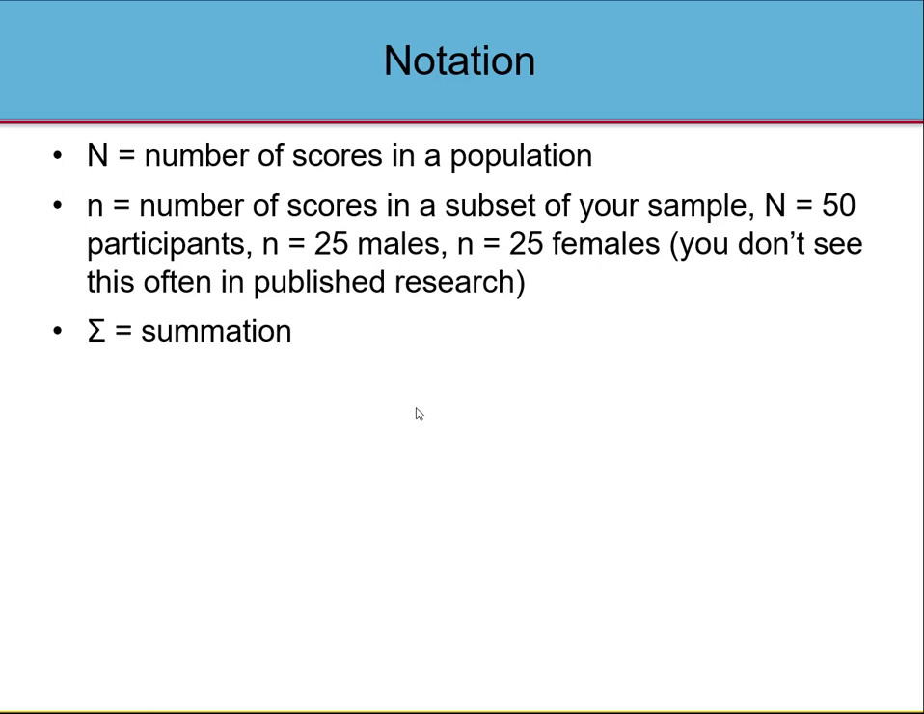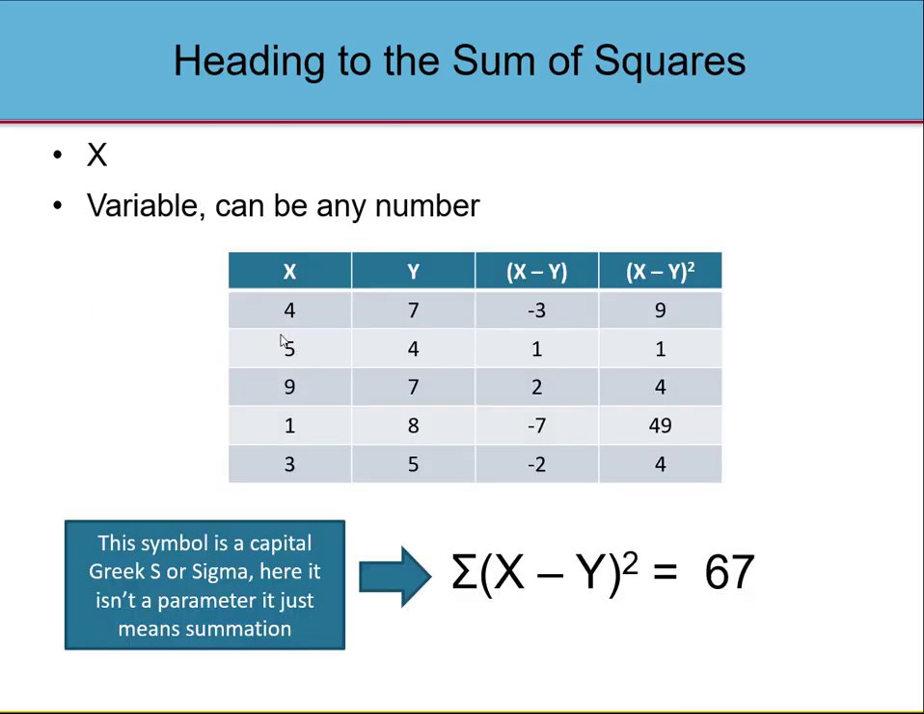Alright, briefly. Capital N is the number of scores in a population. I'm just talking about notation. I think it says in the book that lowercase n is the number of scores in a subset of your sample, where N is equal to 50 participants. The lowercase n would be 25 males, and lowercase n is 25 females, but you don't see this often in published research anymore. This capital sigma is not a parameter, it's not a measure of a population. It is actually an operator. It's telling us summation. So we're heading to the sum of squares.